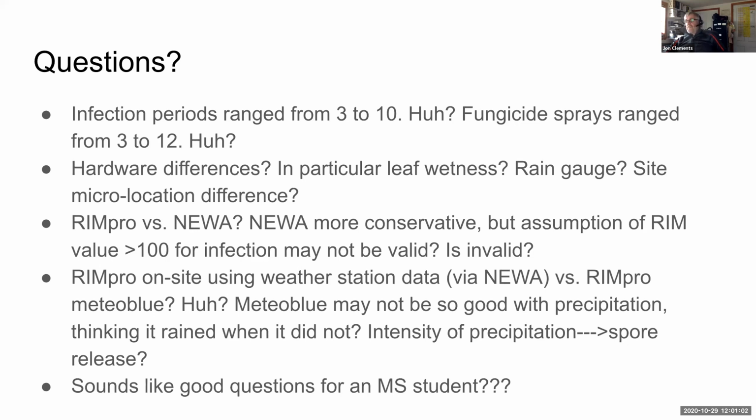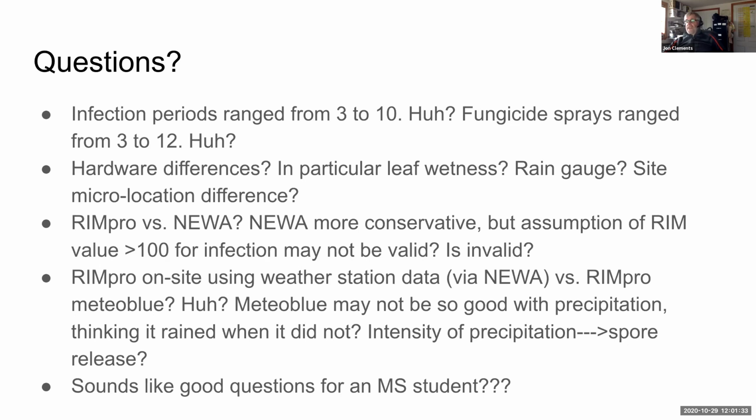You know, my feeling is Meteoblue may not be so good with precipitation, thinking it rained when in fact it did not. You know, was the intensity of the precipitation taken into account in the model in terms of the amount of spore release? Lots of questions there. And I have no intention to answer these questions. I just want to say, look, using different models, using different weather stations, we came in with arguably different actionable results, which is kind of a problem, it seems to me.